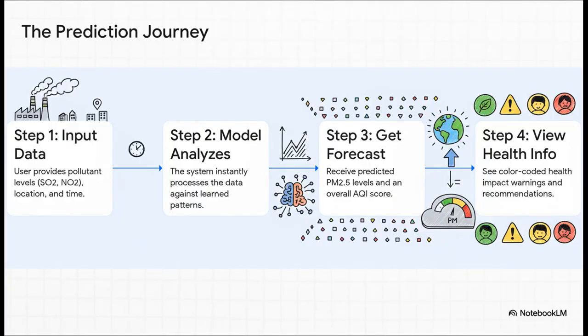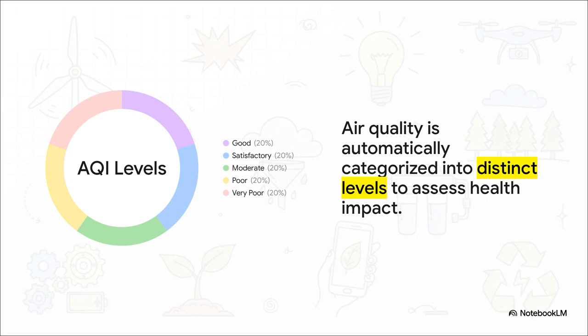So for you, the user, it's dead simple. You just punch in a few numbers, the levels of certain pollutants, where you are, and that's it. The model does all the hard work in a split second, crunching those numbers against everything it's learned. And what you get back is a super clear prediction, and more importantly, a simple color-coded warning telling you what it means for your health. And here's what that looks like. It's not just some random number that you don't know what to do with.